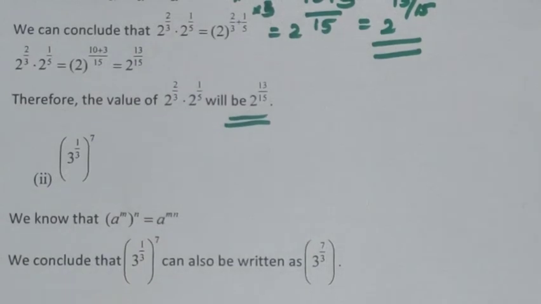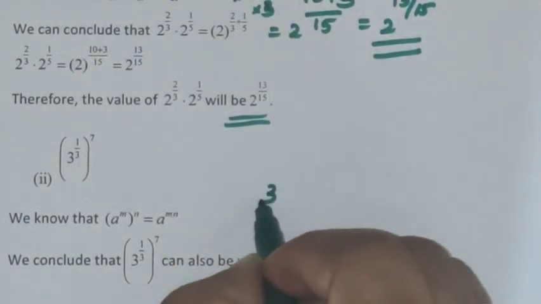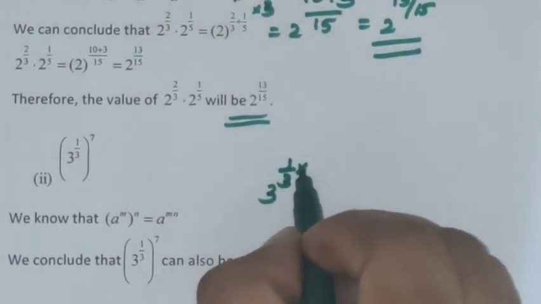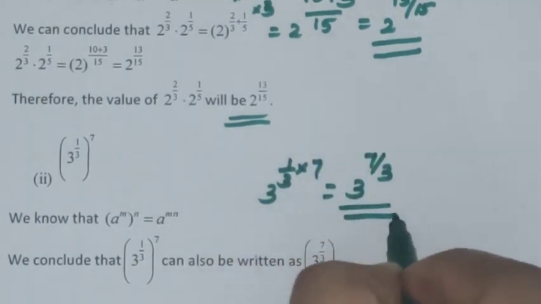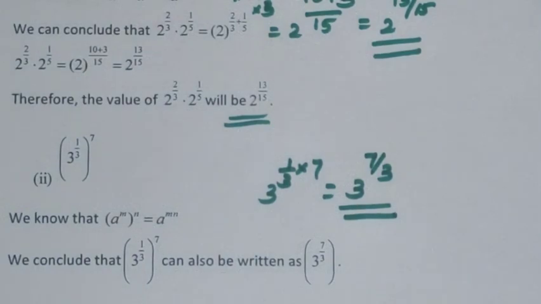Second question, 3 raised to 1 by 3 whole raised to 7, that is very easy: 1 by 3 into 7, so here 7 by 3 only. I'll show the steps. 3 raised to 1 by 3 whole raised to 7 is equal to 3 raised to 7 by 3. Which rule have we applied here? a raised to m whole raised to n equals a raised to mn.